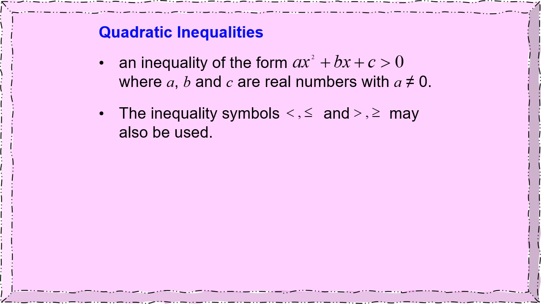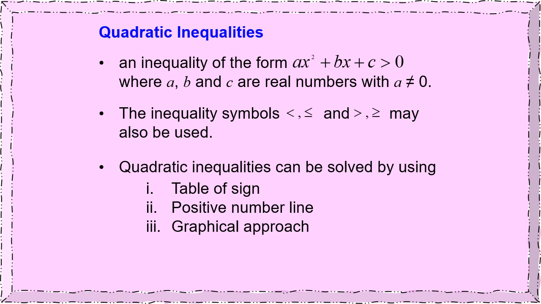The inequality symbols less than or equal, more than or equal may also be used. The quadratic inequality can be solved by using three methods: table of sign, positive number line, and graphical approach. But for me, the easiest way to solve the quadratic inequality is the graphical approach, because every one of you knows how to sketch the quadratic equation. How? It's either smile or sad, right? Really simple. But you have to know all of these three methods because it can be either of them. So the graphical approach is the simplest one.